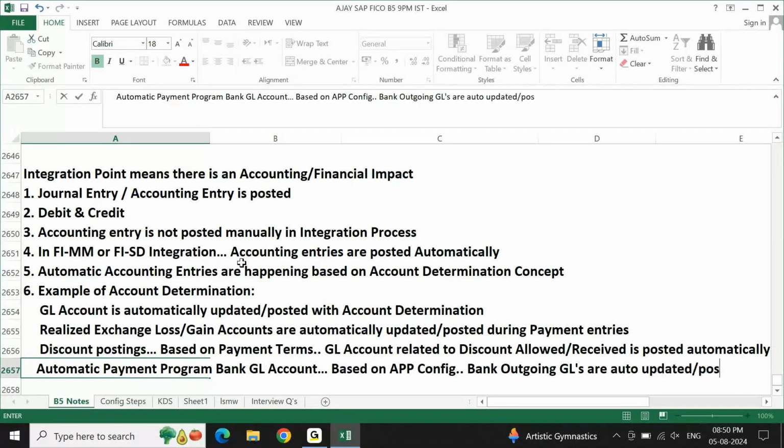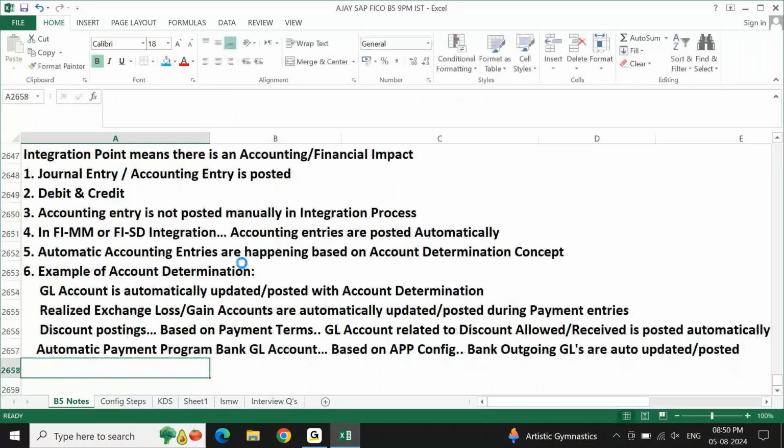I am writing these points just to trigger some points in your mind, so that you will not think that account determination is something new to me. These are all called account determination, which you have already seen, which you are already aware of. Nothing new in your FIMM integration. It is the same logic, because everything is called account determination. Tomorrow somebody might put a question to you, what do you mean by account determination? So you will be in a position to answer it.